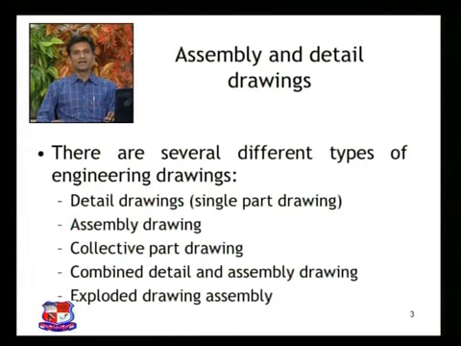Then the third one is the collective part drawing. The fourth one is the combined detail and assembly drawing. In some cases it is needed to draw drawings having a combination of detail and assembly. In an assembly drawing, some details are included, like some dimensions, some materials, sectional lines and so on. And the last one is the exploded drawing assembly, which shows the relative position of each part with respect to the others if they are moved a certain distance from their original place.